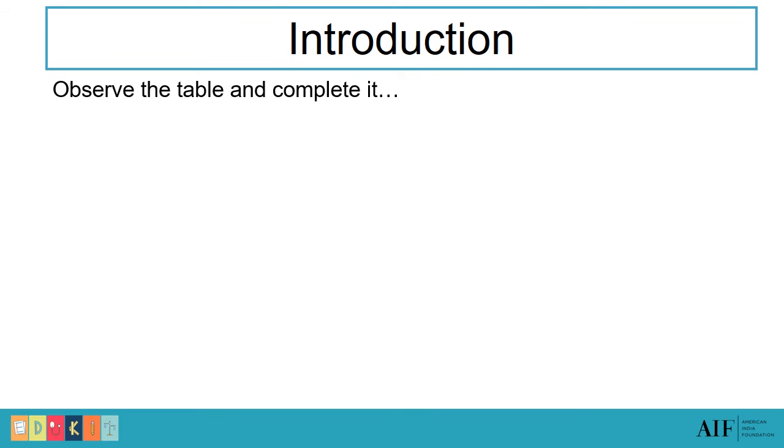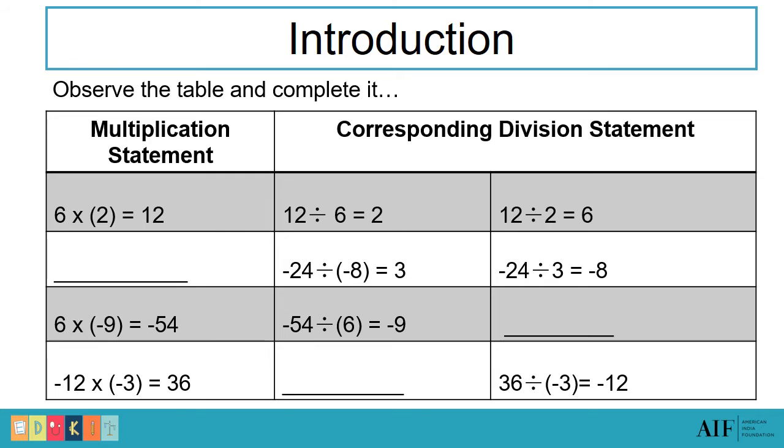Observe the table and complete it. Multiplication statement, corresponding division statement. Here 6 into 2 equals 12. So 12 divided by 6 equals 2 and 12 divided by 2 equals 6. Next, minus 8 into 3 equals minus 24. Here minus 24 divided by minus 8 equals 3 and minus 24 divided by 3 equals minus 8.